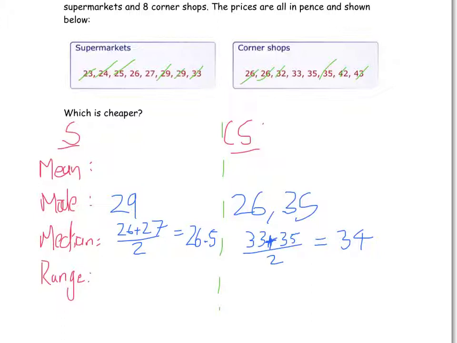And the final one, before we go and find the mean, let's find the range, which is the biggest value minus the lowest. So for the supermarkets, that's 33, and the lowest one is 23. So take them away and you end up with 10. We do the same for the corner shop. You've got 43, the highest, minus 26, which is equal to 17.